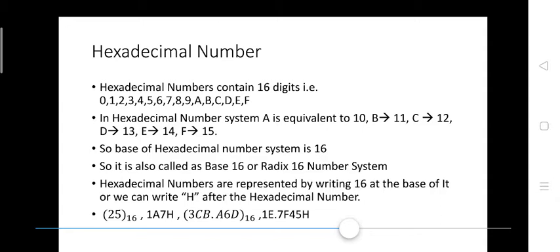In hexadecimal, numbers are represented by writing 16 at the base of it, or we can write H after the hexadecimal number. Example: 25 with 16 written at its base, 1A7H, 3CB.A6D with 16 written at its base, 1E.7F45H.